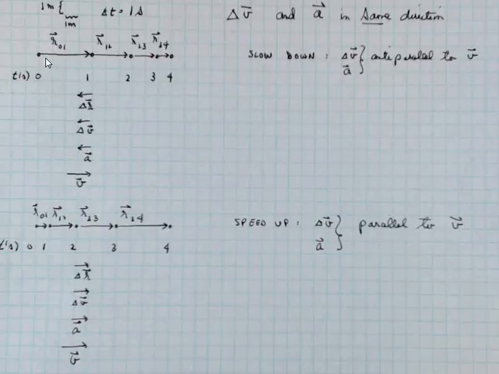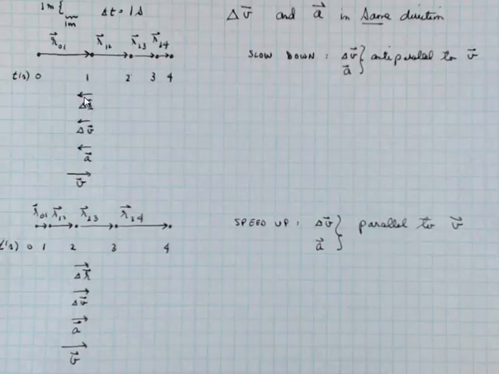So numerically 3 minus 1 equals 2. I'm bookkeeping the right direction as positive and the left direction as negative. 3 minus 1 is 2. 4 minus 1 is 3. 3 minus 1 is 2. 2 minus 1 is 1.